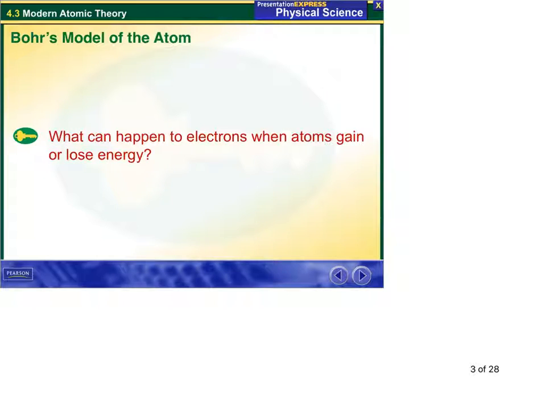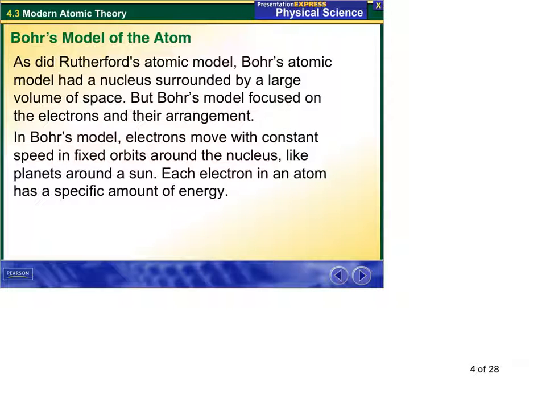The different colors come from different compounds. And Bohr's model and some of the other things we're going to look at in this section explain why that happens. So, what can happen to electrons when atoms gain or lose energy? A key question.